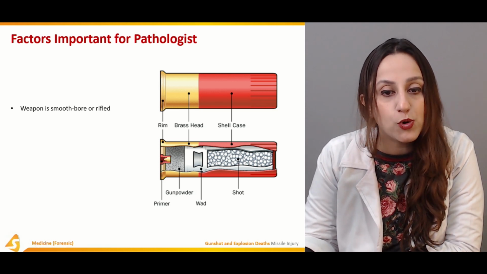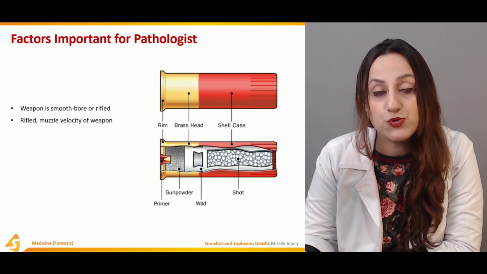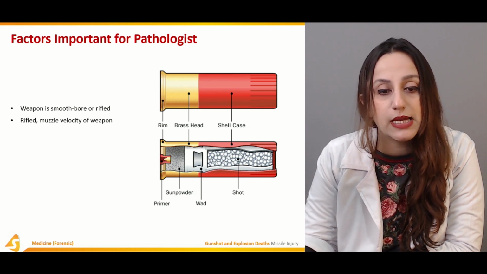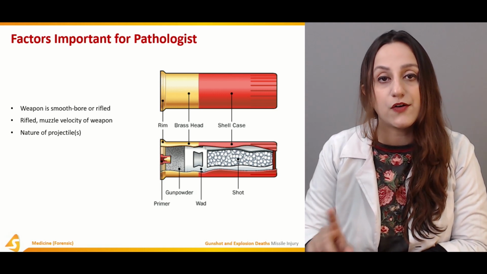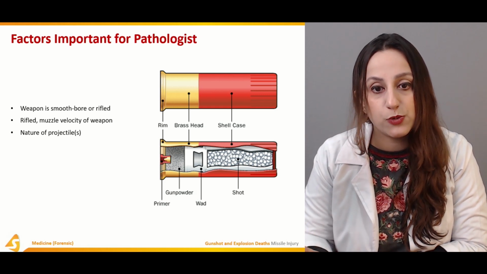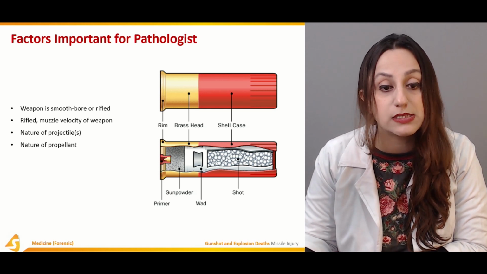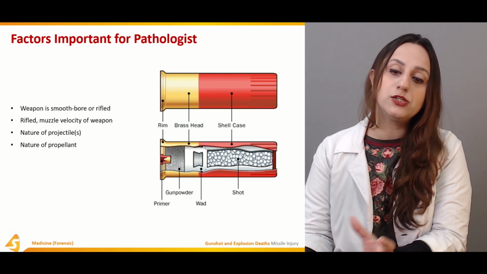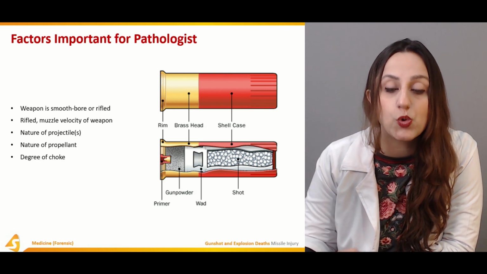So whether the weapon is smoothbore or rifled is again very important for the pathologist to know, to determine what kind of weapon was used to cause the injury. The muzzle velocity of the weapon is again very important. Then the nature of the projectile: how it traveled in the air, and after it hit the victim, what injury was caused and what part of the victim was hit. That has to be documented in detail. Then the nature of the propellant is again very important, what kind of propellant was used in the bullet, and the degree of choke.